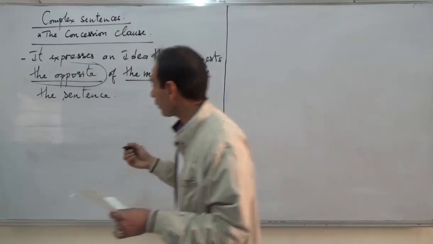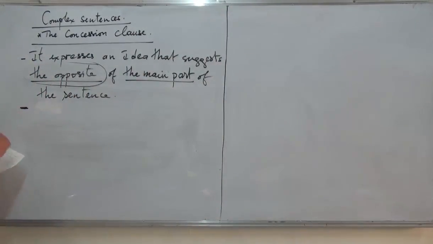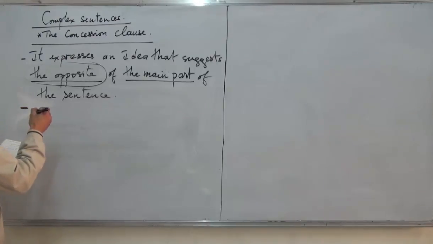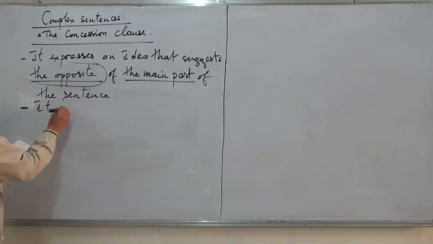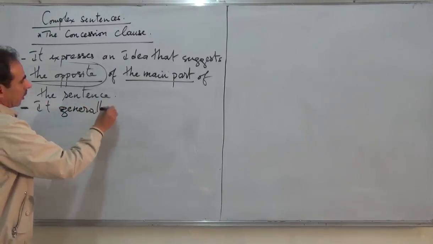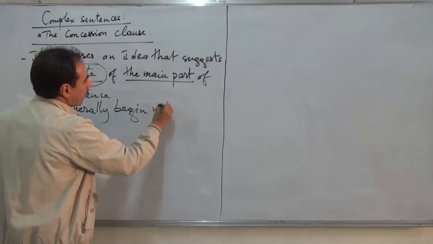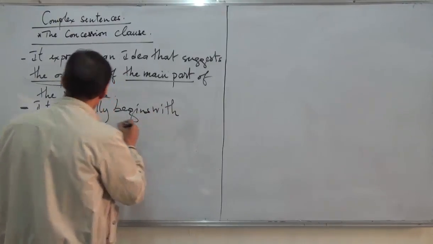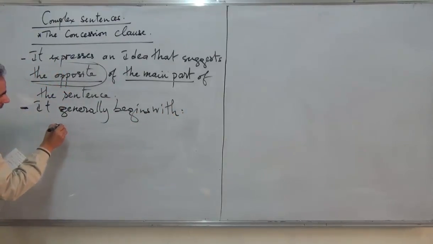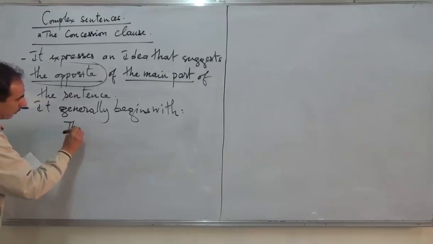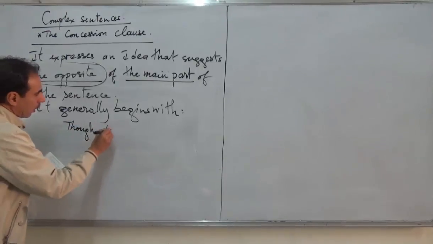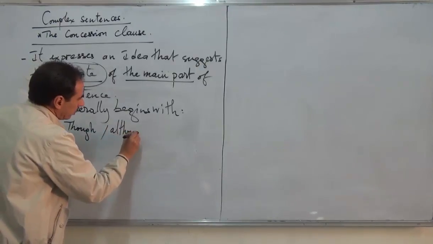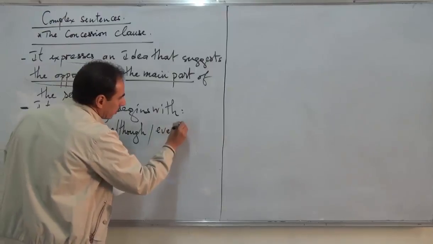In English, we have also specific conjunctions or link words used to express concession. So, it generally begins with these conjunctions or link words: though, although, even though.